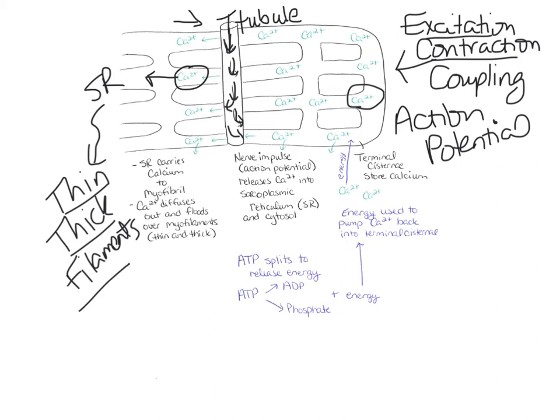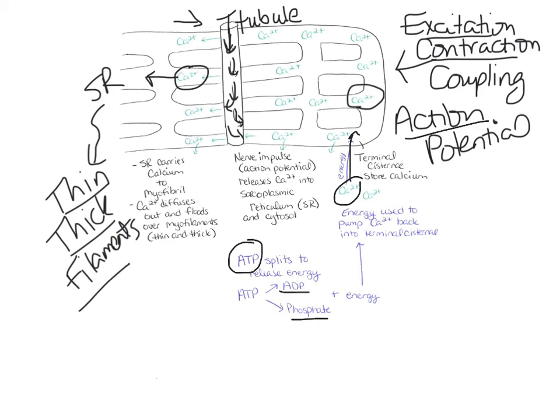So calcium, as soon as that nerve impulse stops, calcium has to be moved back into the terminal cisternae. So calcium will be released from the terminal cisternae whenever there's an action potential signaling it to be released, and then once that action potential stops, then calcium will be pumped back into that terminal cisternae. So in order to pump that back into the terminal cisternae, we need to have ATP. ATP splits into ADP and phosphate.